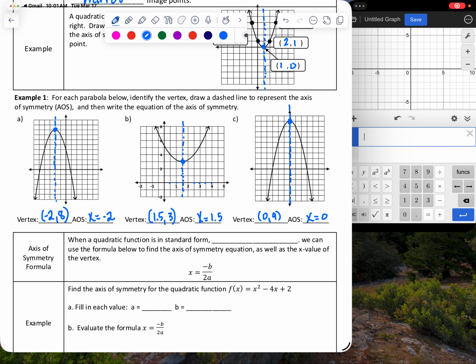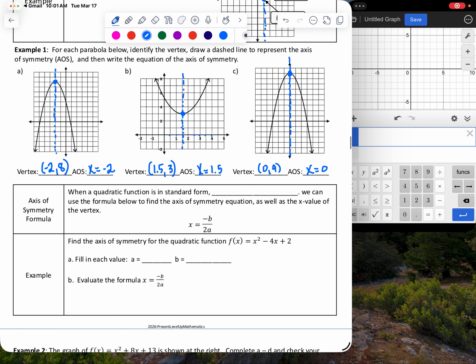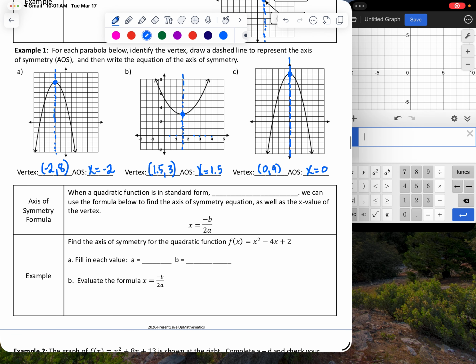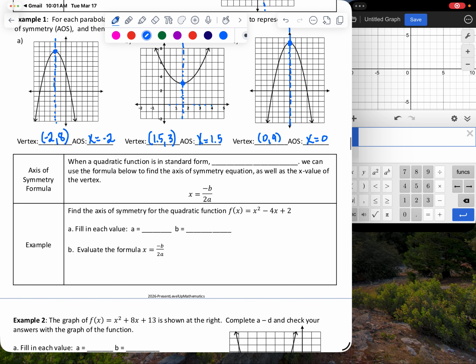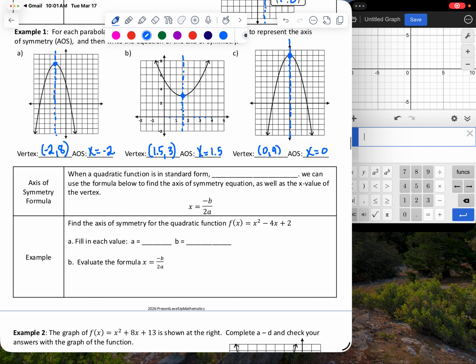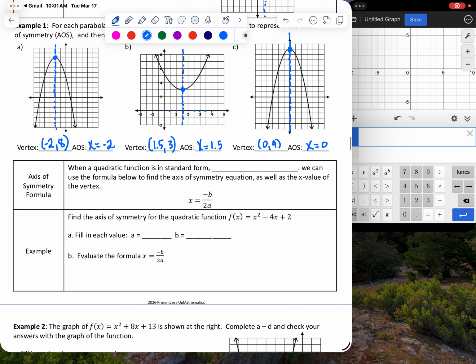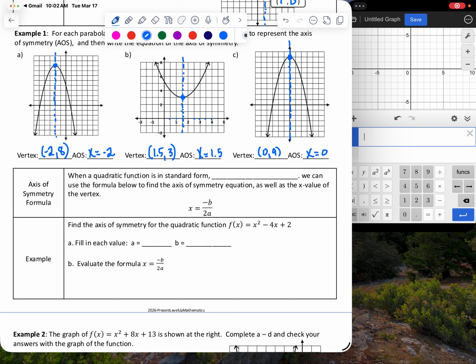Now, that's how to find the axis of symmetry if you're given a graph. In our next examples, we're going to talk about how to find the axis of symmetry if you're given an equation. So in the next definition, we have the axis of symmetry formula. When a quadratic function is in standard form, f of x equals ax squared plus bx plus c, we can use the formula below to find the axis of symmetry equation as well as the x value of the vertex.